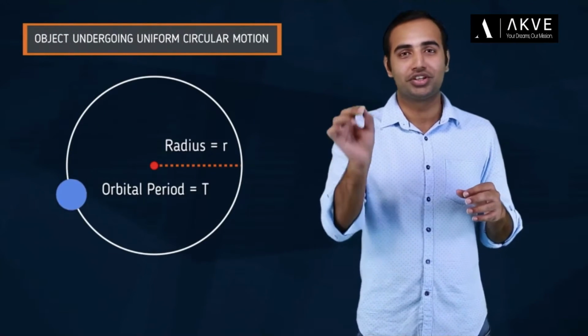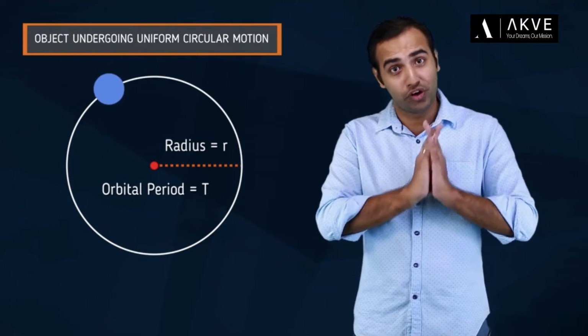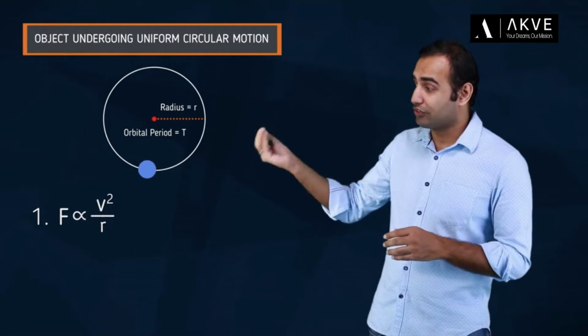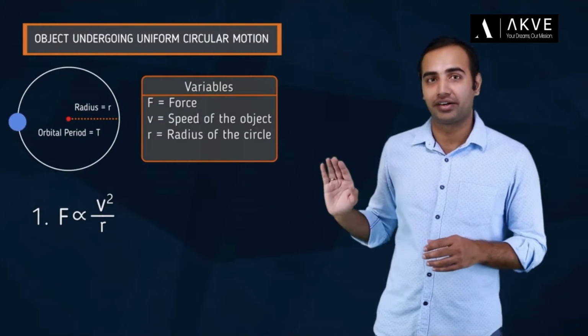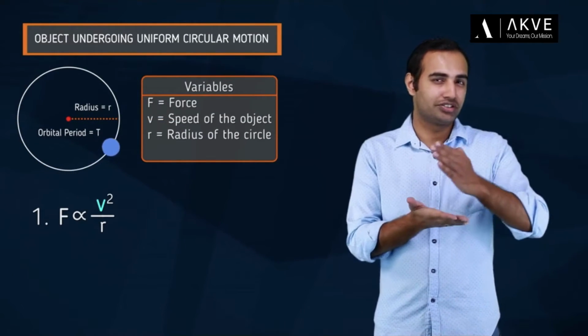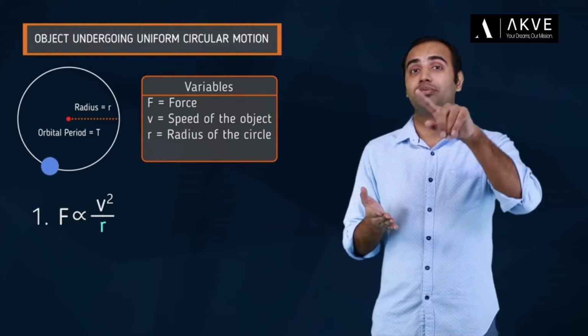So guys, when an object undergoes uniform circular motion, two important relationships hold true for it. The first one is that the force F acting on the object is proportional to v square by r. Now v over here is the constant speed of the object and r is the radius of the circle in which the object is moving.